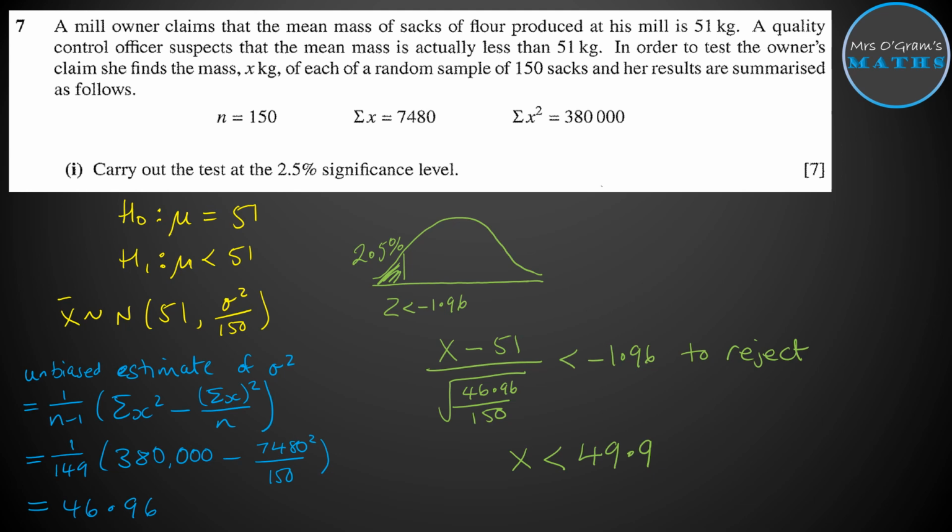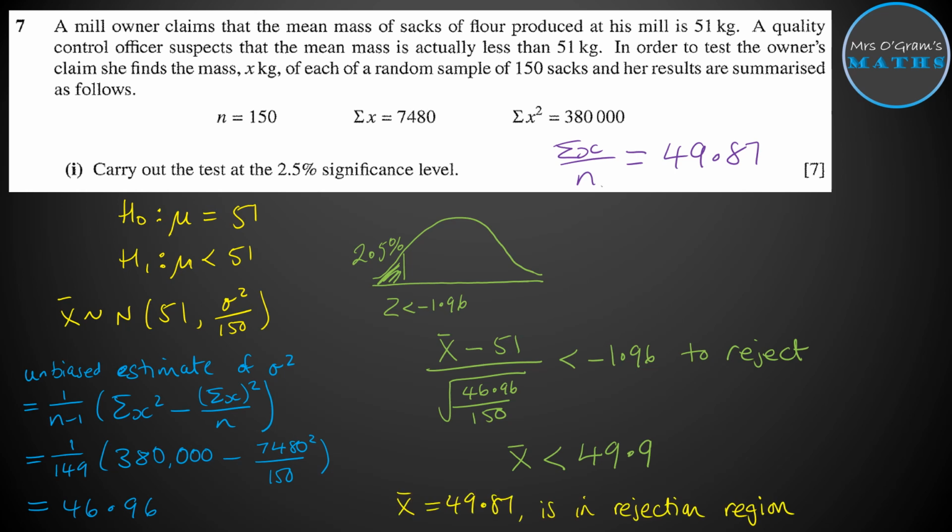So the mean from the sample, and actually I should have written x bar on each of those. So the mean from our sample that we use to test this against, we'll take from doing sum of x over n. That gives us 49.87 as the mean for this sample. So our conclusion is that our sample mean is in the rejection region, therefore we will reject the null hypothesis. And there is evidence to suggest the mean is less than the claimed 51 kilos.